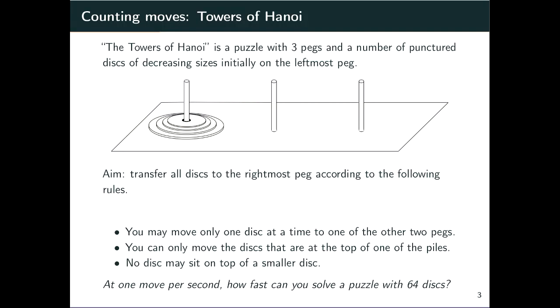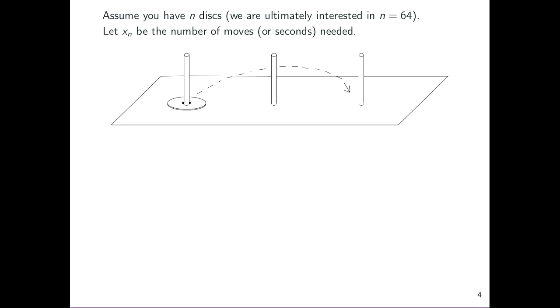And so the overall problem that we're going to solve is, if we did 1 move per second, how long would it take to solve a puzzle with 64 discs? So we're going to assume n equals 64 to start with. We'll just start with n discs, and we'll look at some of the first examples. We're going to let xn be the number of moves or seconds required to solve the problem. Okay, so if we have 1 disc, it's pretty straightforward. We have our 1 disc, and we can move it straight away to peg 3. So that's 1 move.